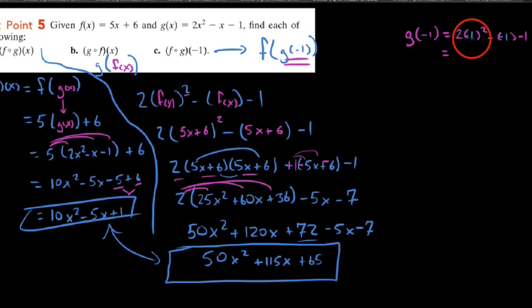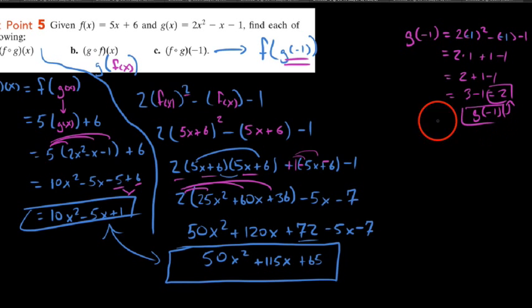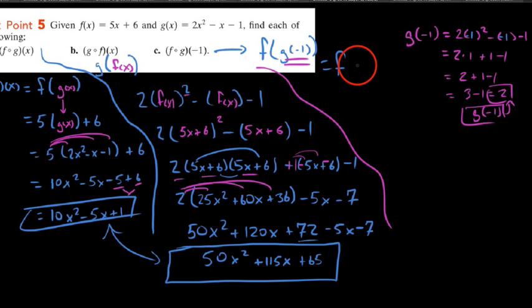Order of operations says we'd square our negative 1 first. So we have 2 times 1 minus a negative 1, which is plus a positive 1, minus 1. So we end up with 2 plus 1 minus 1, which gives us 3 minus 1, which gives us 2. So this 2 is the very same 2 that is equal to g of negative 1. They are equal. So what this means is, once we've found the value for g of negative 1, we're going to say, well, then this is the same thing as f of 2, because 2 is what g of negative 1 equals.